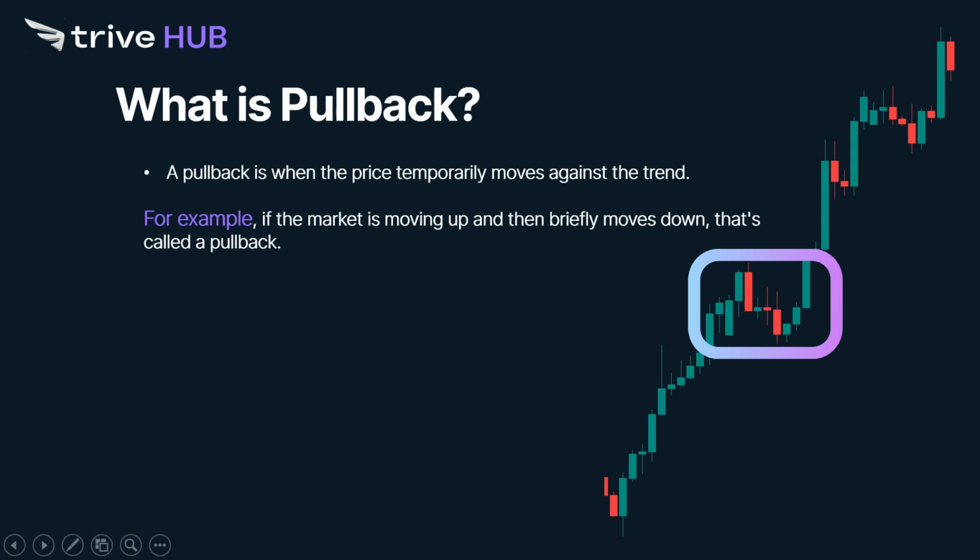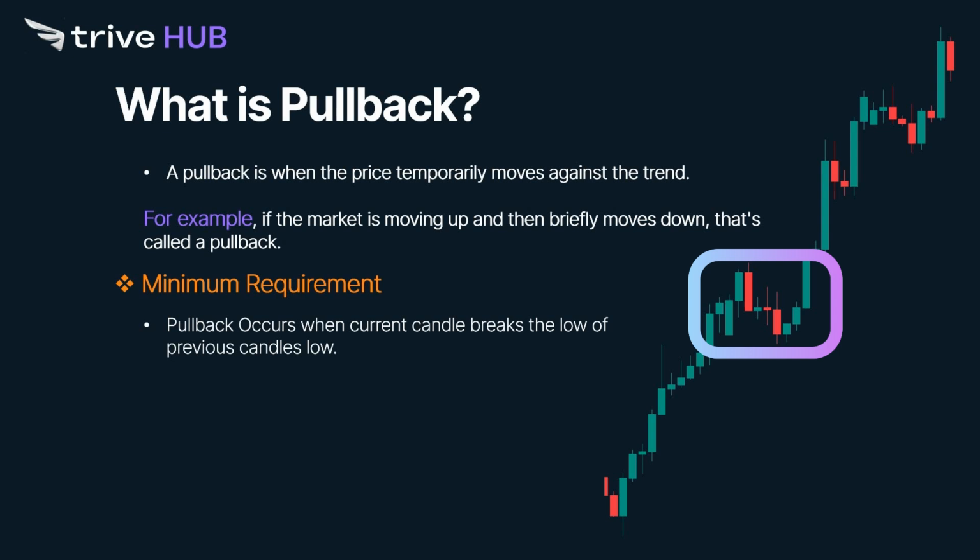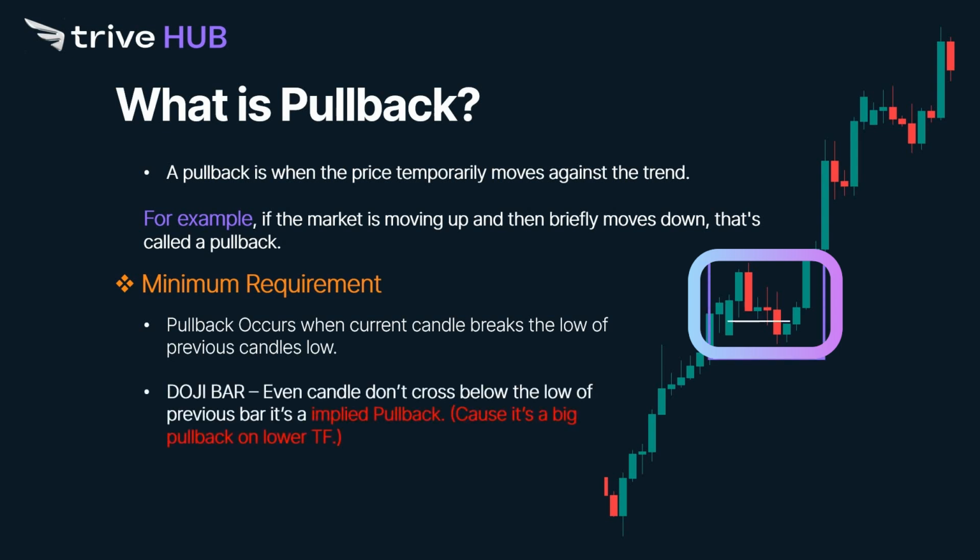So what is the minimum requirement for a pullback? The minimum requirement is that a pullback occurs when the current candle breaks the low of the previous candle. In this example, you can see that in an uptrend, this red candle has broken below the low of this bullish candle. So we can call it a pullback in the existing uptrend.